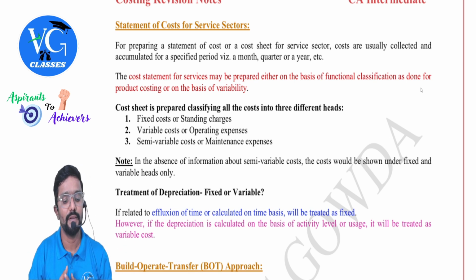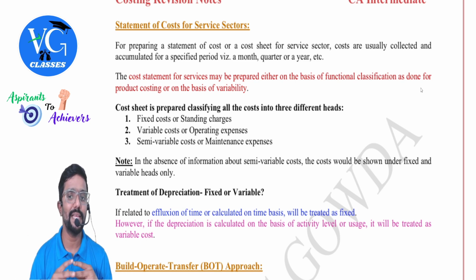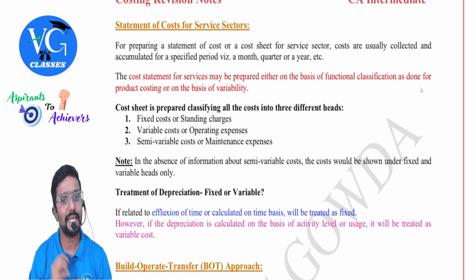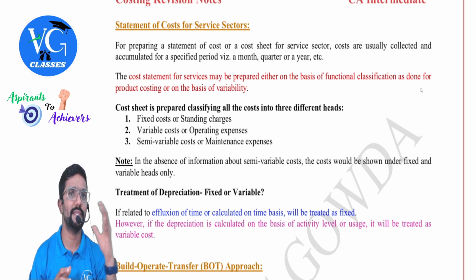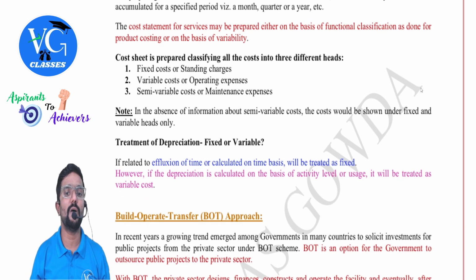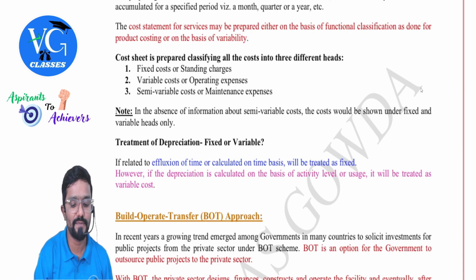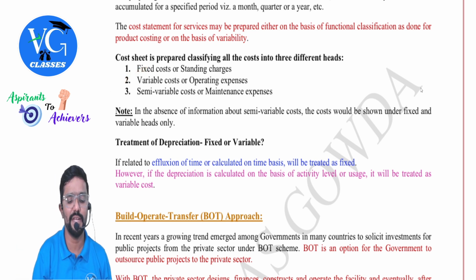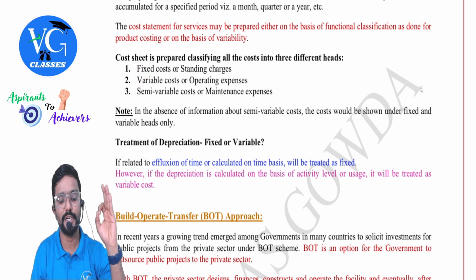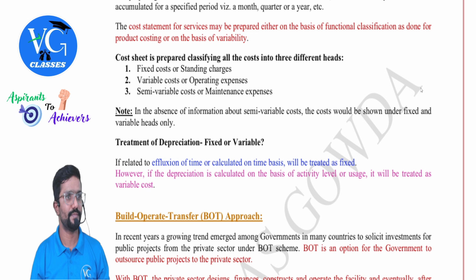Clear? Yes. The cost statement for services may be prepared either on the basis of functional classification, like how we do a cost sheet as done for product costing, or on the basis of variability, that is variable and fixed. A cost sheet is prepared classifying all the costs into three different heads: fixed cost or standing charges, variable or operating expenses, which we also call running cost, and semi-variable or maintenance expense. Especially for transportation, please give a breakup like this.